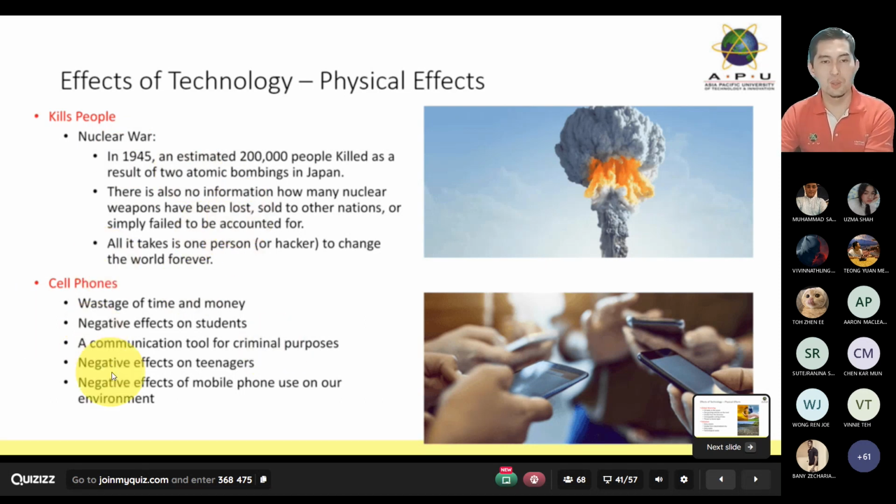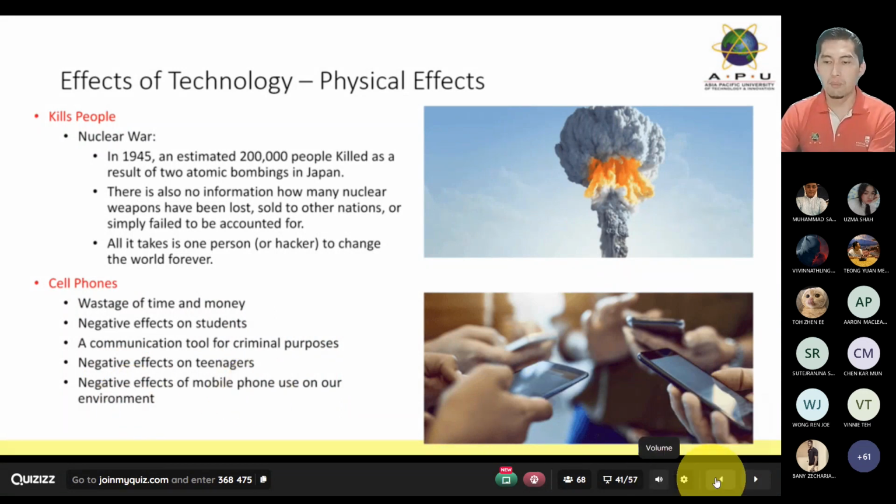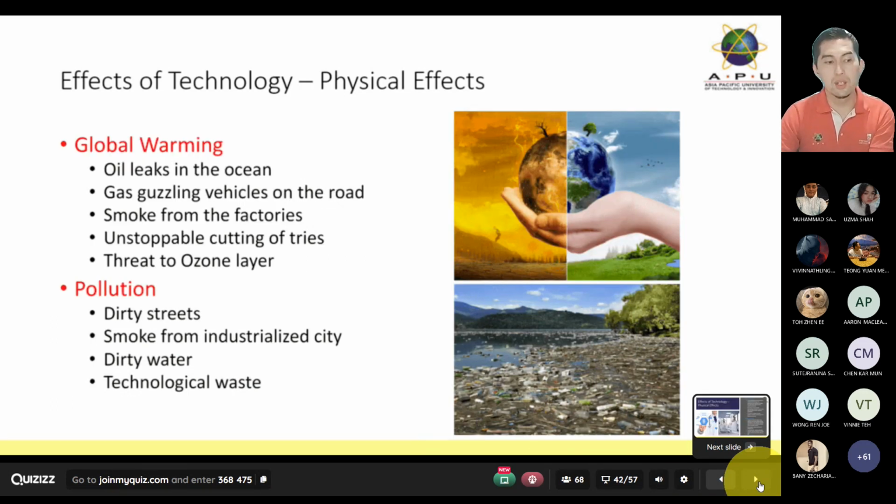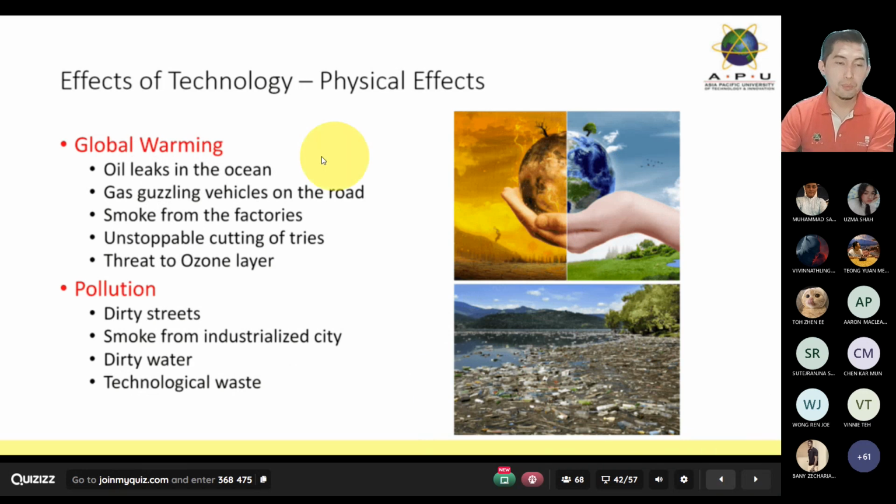Cell phones, right? So there are, of course, its own negative effects physically here. A wastage of time and money, negative effects on students. You can still find it as well, as much as they are positive, yeah? Negative effects on teenagers, a communication tool for criminal purposes, cyber crimes are the highest as it is today than it was ever before. And of course, some of you have highlighted earlier with e-waste. You see that as well towards the environment. Every time a new phone is being released, every time you're finding ways to replace your phones, some form of a waste is happening as well.